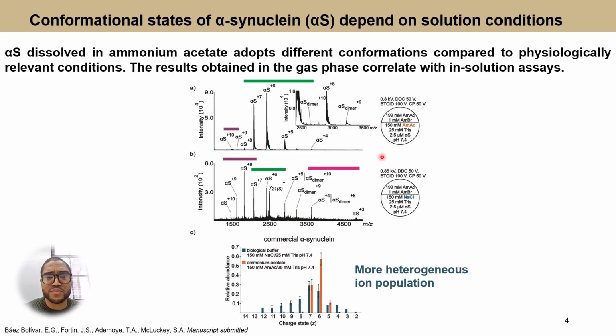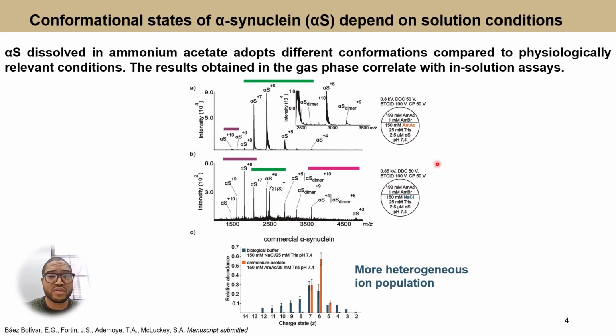These are representative spectra. At the top, you observe a spectrum of alpha-synuclein dissolved in 150 millimolar ammonium acetate, 25 millimolar Tris, pH 7.4. These conditions resemble the extracellular environment. This is in one channel of the theta emitter. The other channel contains ammonium acetate plus 1 millimolar ammonium bromide as solution additive.